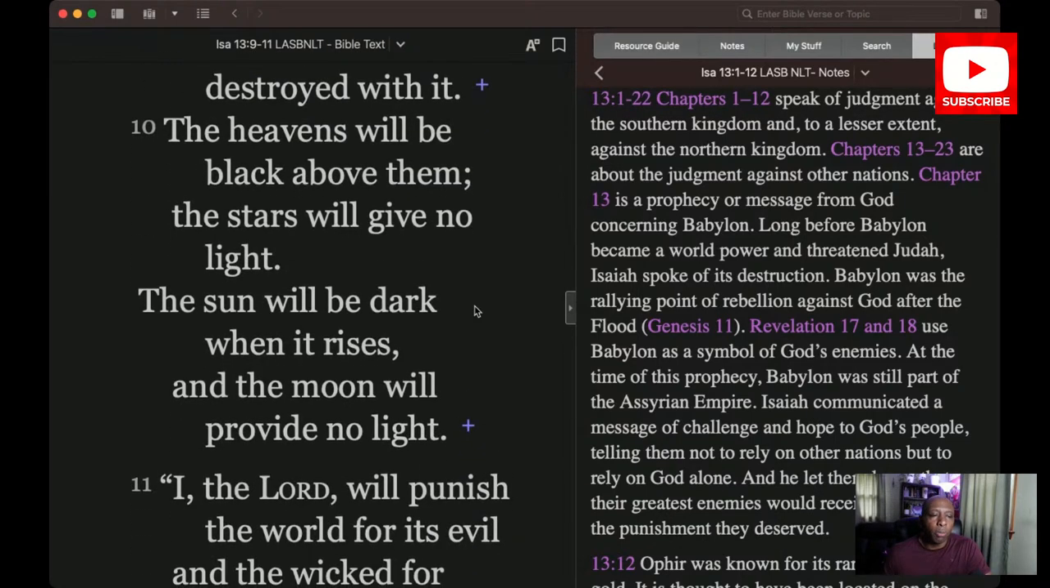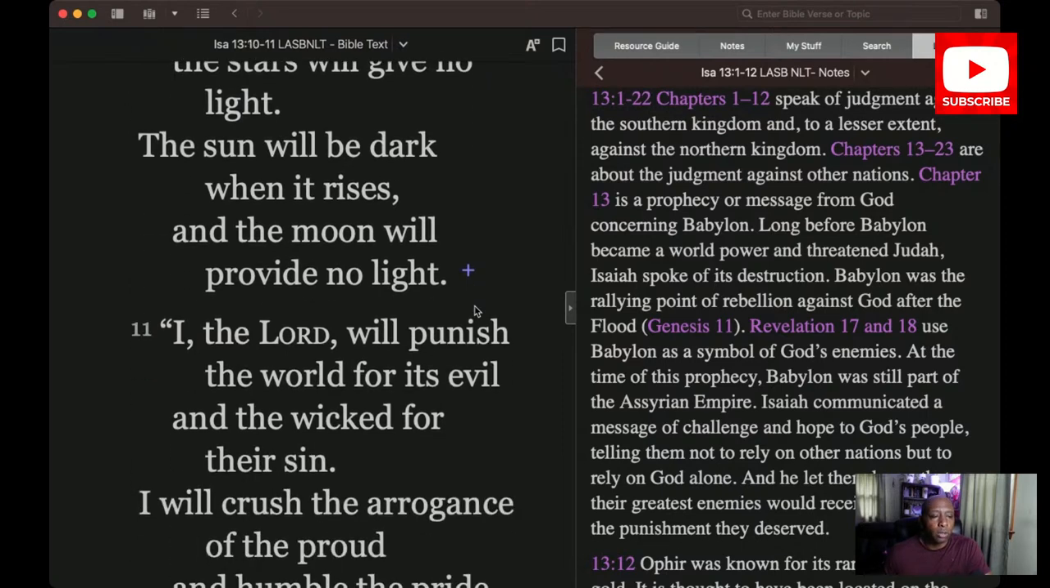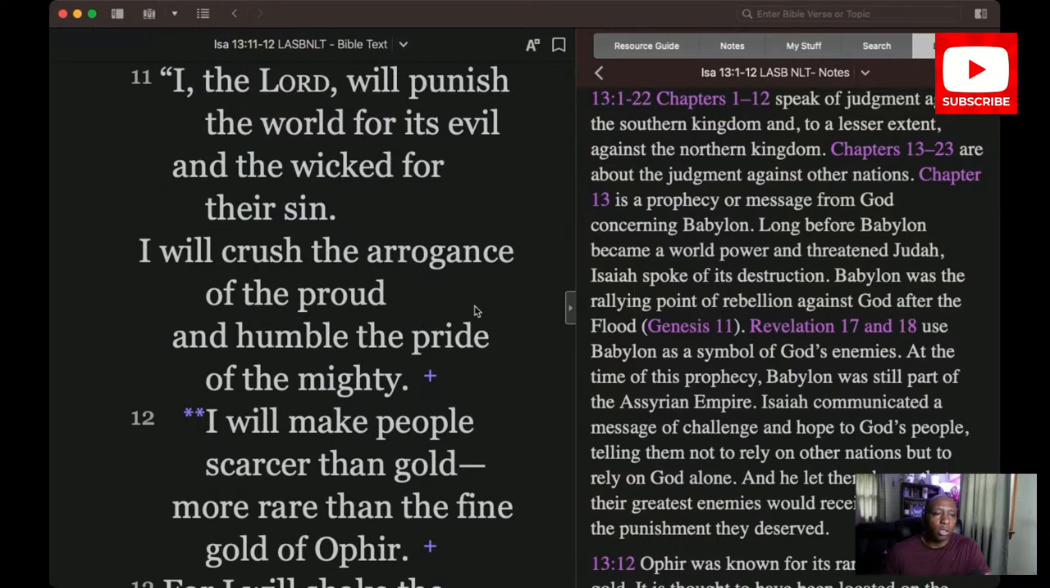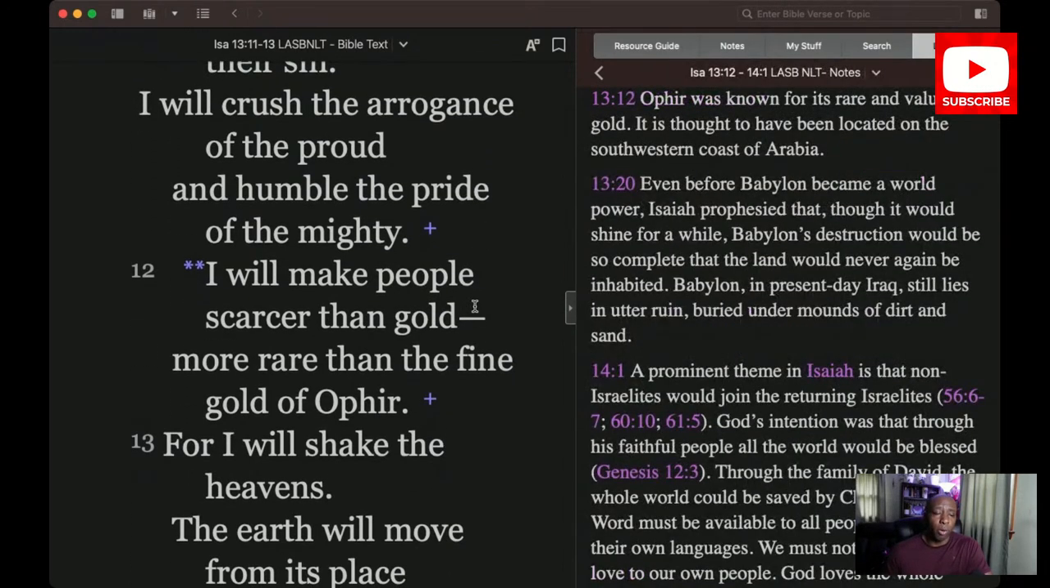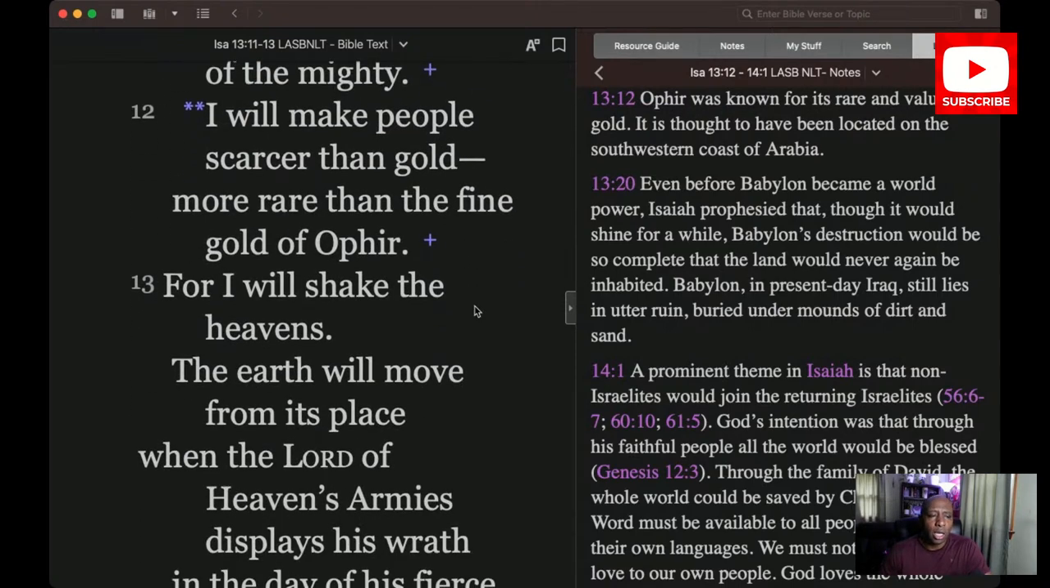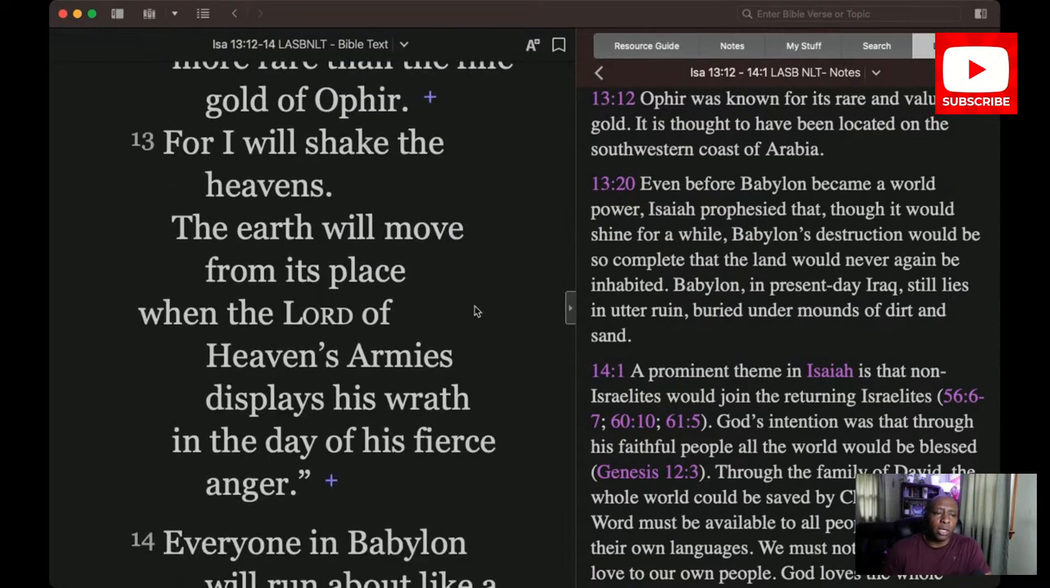The heavens will be black above them. The stars will give no light. The sun will be dark when it rises, and the moon will provide no light. I, the Lord, will punish the world for its evil and the wicked for their sins. I will crush the arrogance of the proud and humble the pride of the mighty. I will make people scarcer than gold, more rare than the fine gold of Ophir. For I will shake the heavens. The earth will move from its place.